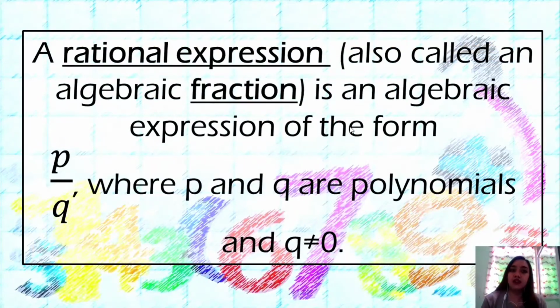So, let us start. Let us define first what we mean by rational expressions. A rational expression, also called an algebraic fraction, is an algebraic expression of the form P over Q, where P and Q are polynomials and Q is not equal to 0. So pag sinabing rational expression, fraction silang lahat. But it doesn't mean na lahat ng fraction ay matatawag na rational expression. Bakit kaya? So let's take a look.